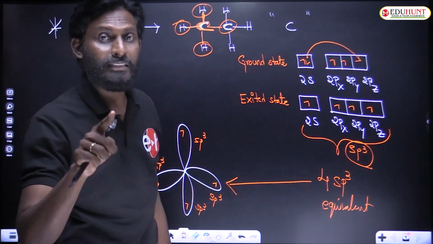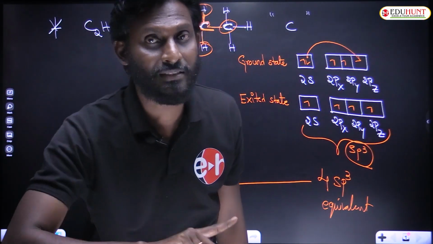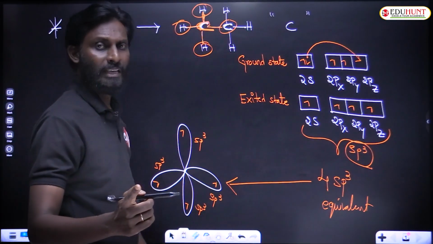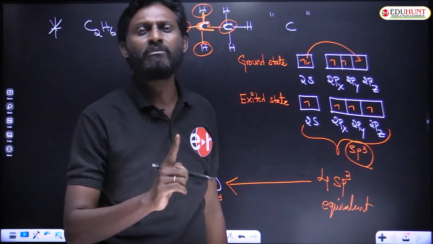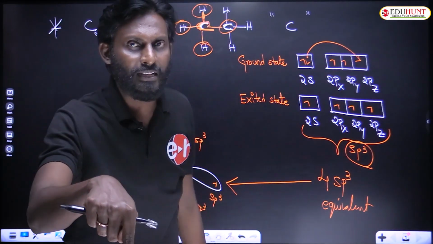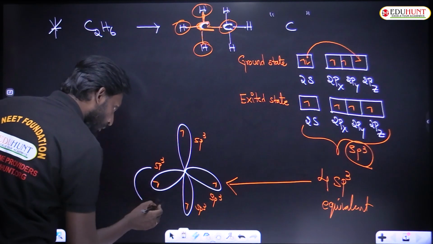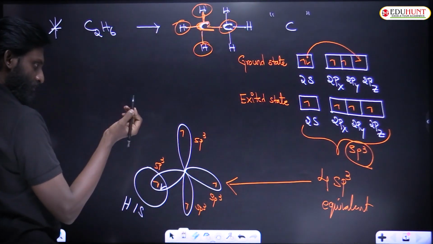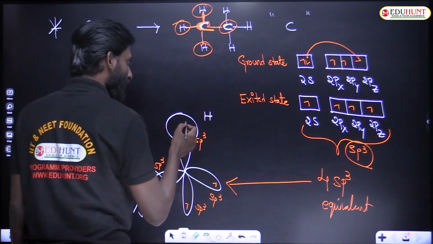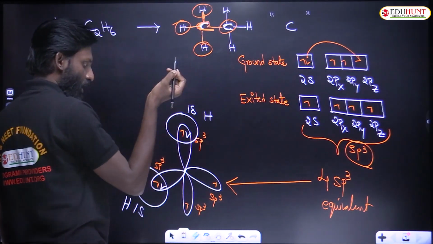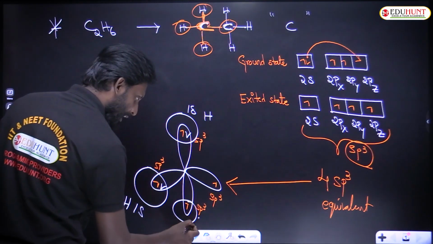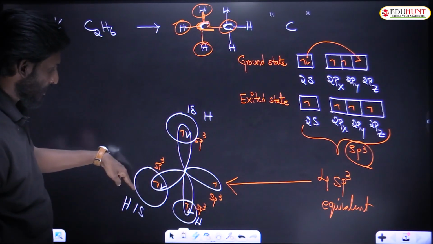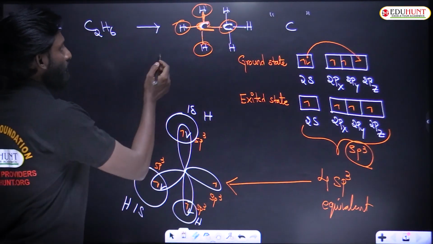Only the central atom will be involved in hybridization, not the side atom. So the side atom hydrogen is having 1s1, right? Hydrogen will have 1 electron, that is in the s orbital. So hydrogen is 1s1, with its electron paired. Similarly, hydrogen's 1s. So sp3-s sigma bond, sp3-s sigma bond, sp3-s sigma bond, like that.